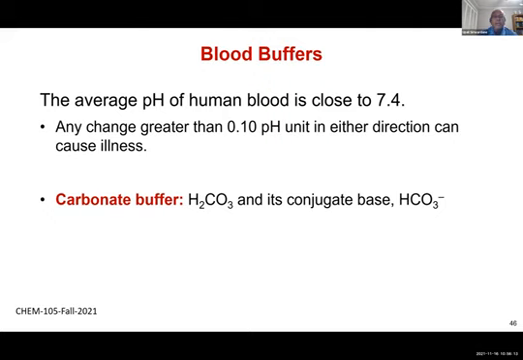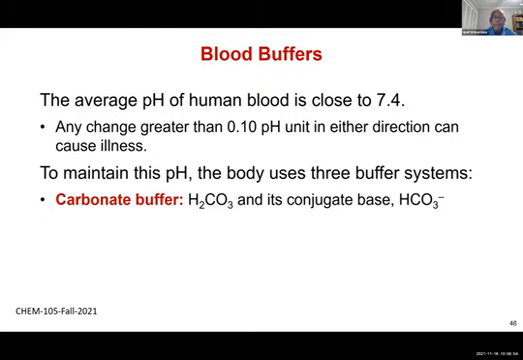On average, any change greater than 0.1 unit in either direction can cause illness. The pH of blood is an important factor that needs to be maintained for a normal, healthy person. If the pH changes by 0.1, or even 0.01, that can cause illness.